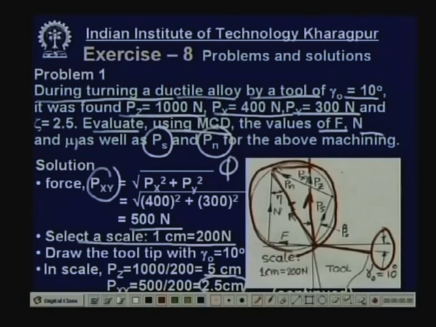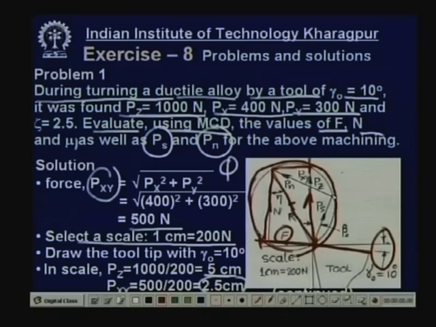Now, pass on very quickly, things are very ready. Extend the rake surface, this is the intercept. So, this is friction force F. Measure the length and multiply by the scale. Suppose it is 3 centimeter multiplied by 200, equal to 600. You measure this length and multiply by the scale, and you get the force.